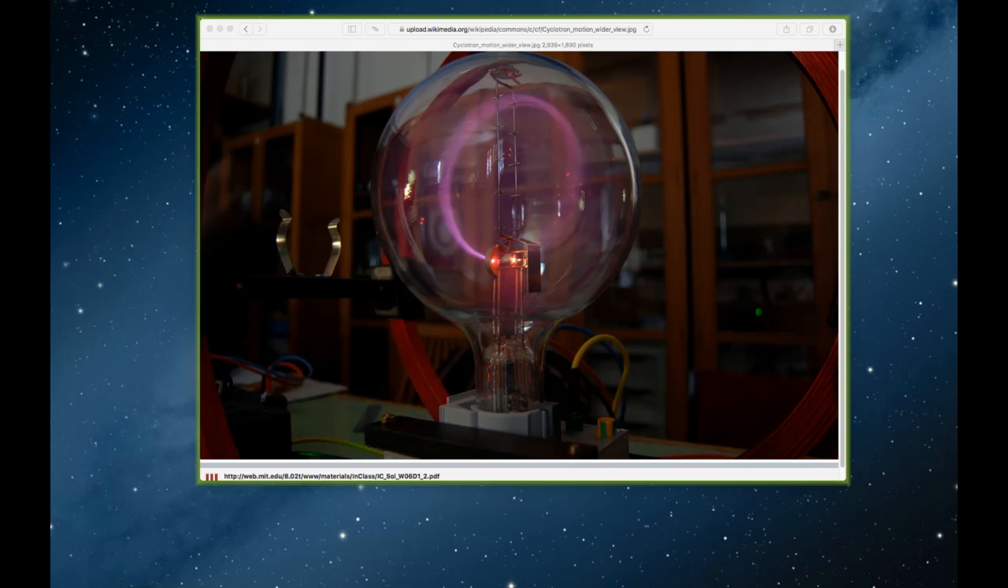Yeah, I just had this picture come up recently. I wanted to show this. It's a sort of a cyclotron. They call it a cyclotron motion. And basically, it's an electron beam inside of an evacuated bulb.